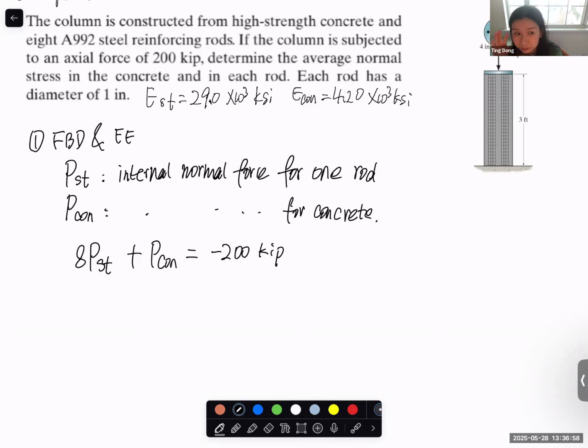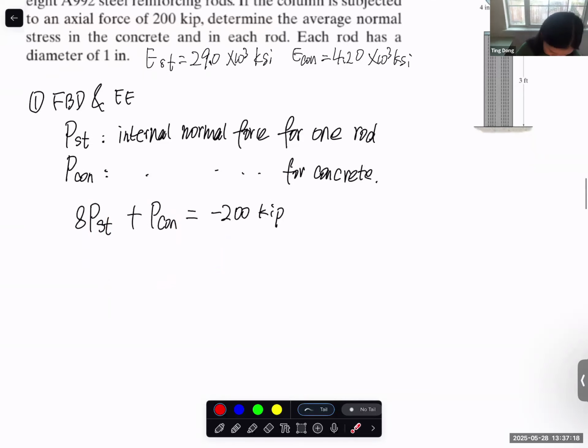The answer in the chat is very close, it's almost correct. Make sure that you put a negative sign, because it is compression, no matter for the rod or for the concrete. The internal normal force in both should always be compressive, negative.